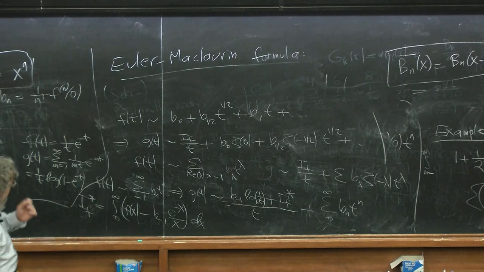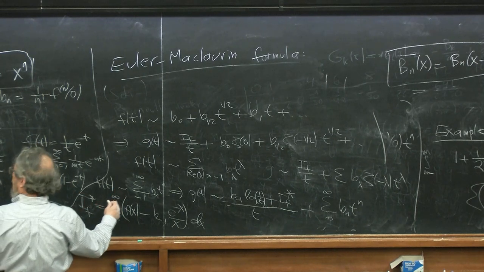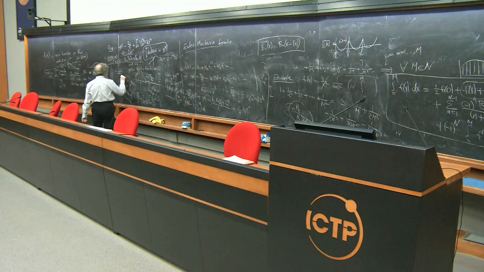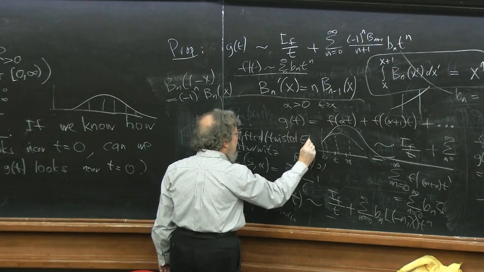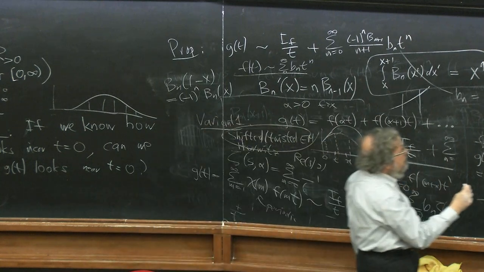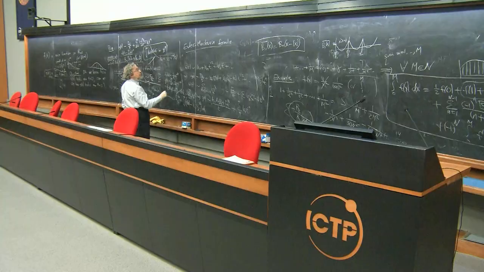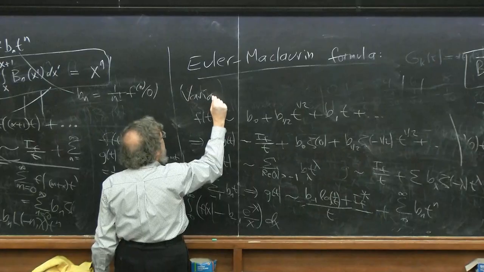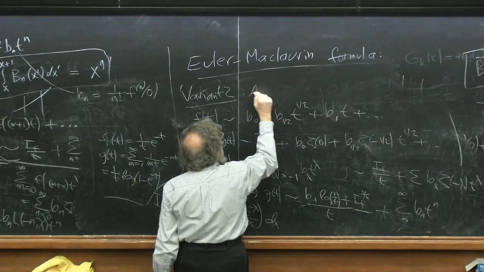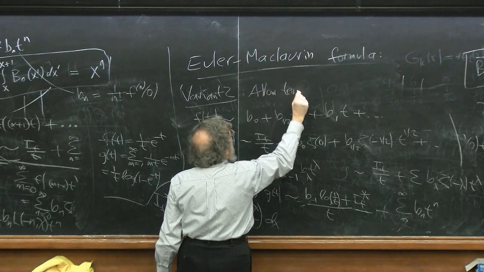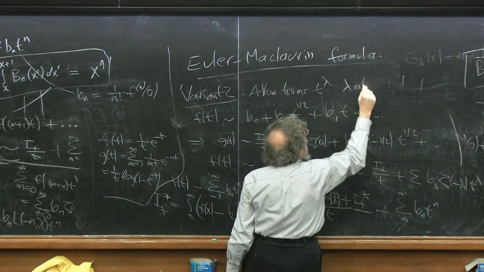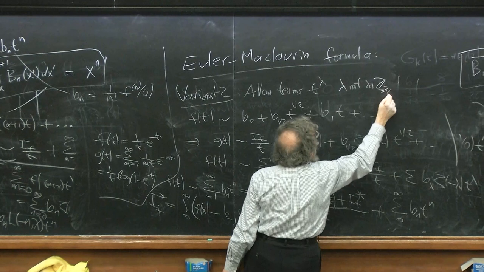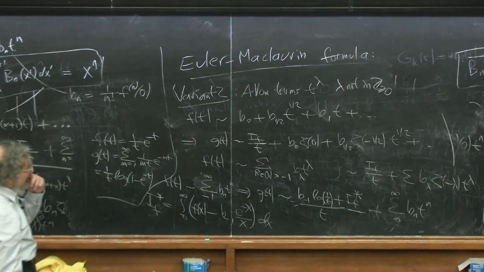And then the final variant, so this would be variant 2. So variant 1 is shifted and/or twisted. Nice names, Euler-Maclaurin. Variant 2, which I didn't write the words for, is to allow terms at zero which are powers as before, but lambda is no longer a non-negative integer, but for instance a negative integer or even a complex number.